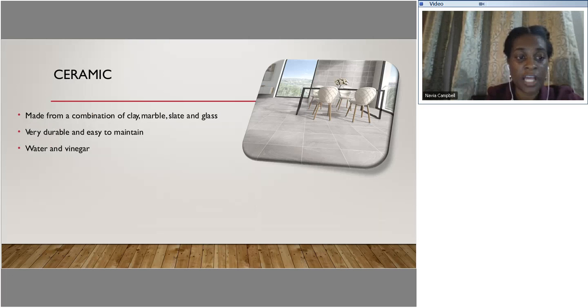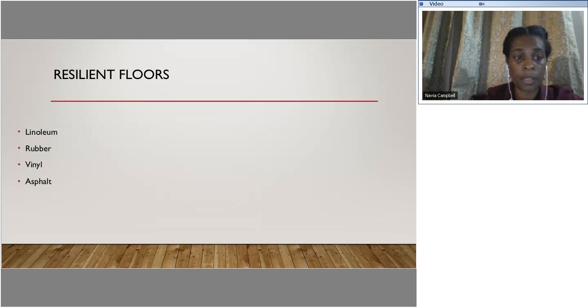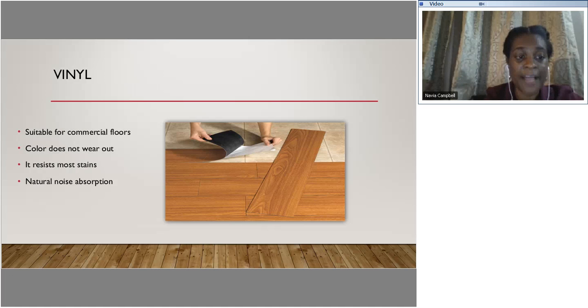Terrazzo. These are made from marble rubble and they can also be made from less expensive natural stone. Ceramic floors. These are made from a combination of clay, marble, slate, and glass. They are very durable and easy to maintain. Vinegar and water is used to maintain the glossiness of your ceramic floors.